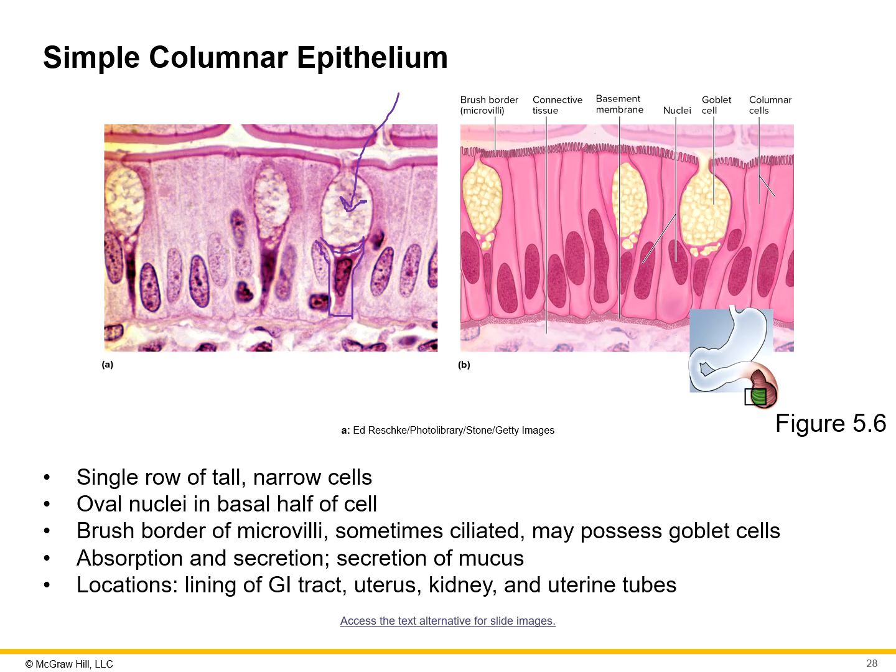So, you can also see that little brush border here. It's got those cilia. And we're going to find this in the lining of the GI tract. We're going to find it in our uterus, kidneys, and even the uterine tubes.